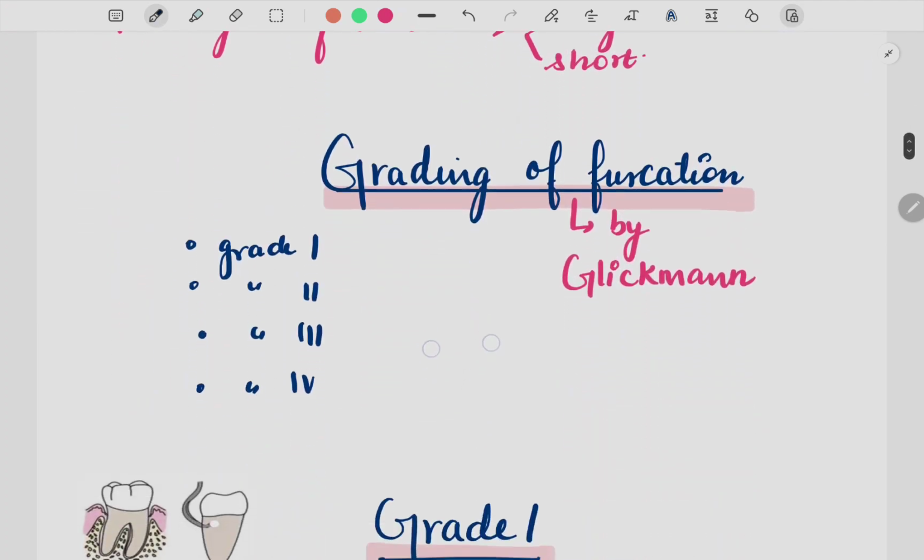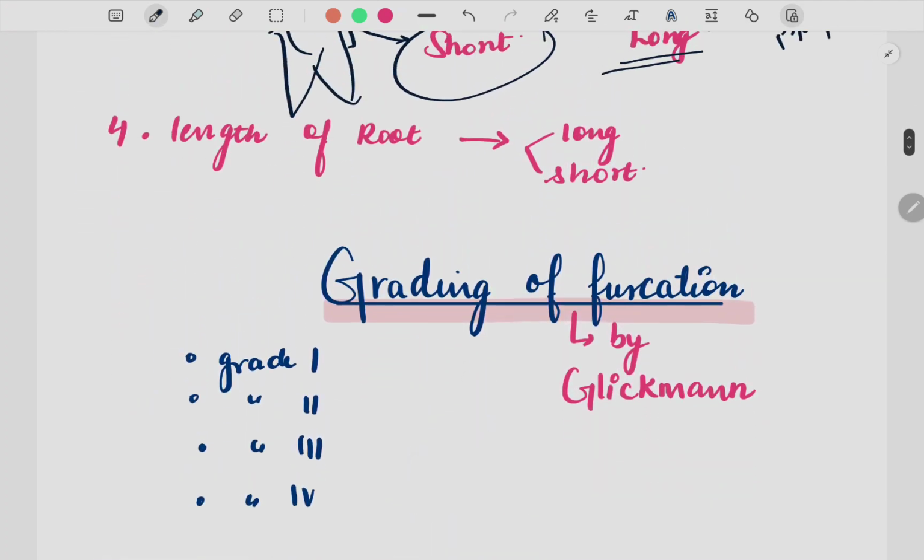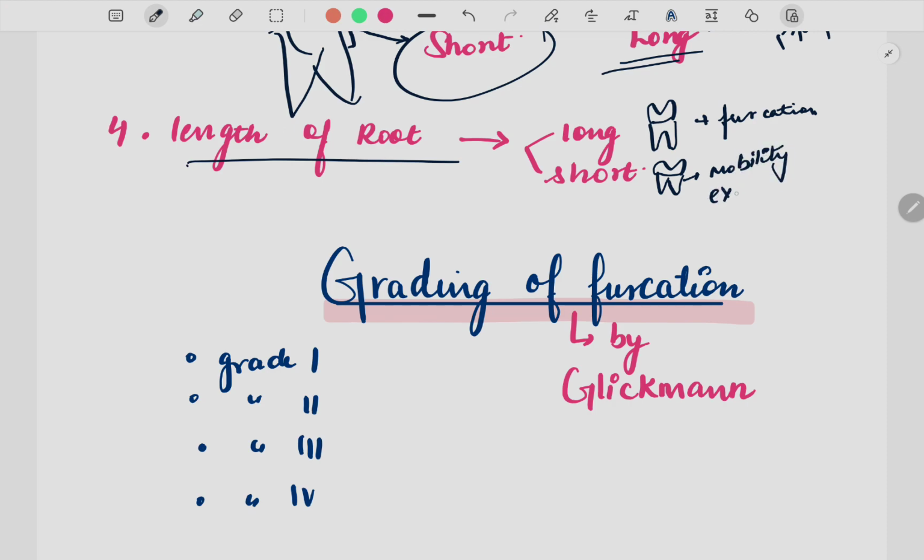Okay, other than that, there's one more factor which is to be kept in mind, that is the length of root. Always remember, when a tooth is having long roots, it is going to get mobilized later, and the furcation involvement here would not have that much of mobility because the longer roots are there. But in cases of shorter roots, there is more early chance of mobility which is seen. Also, exfoliation is much more early in such cases.